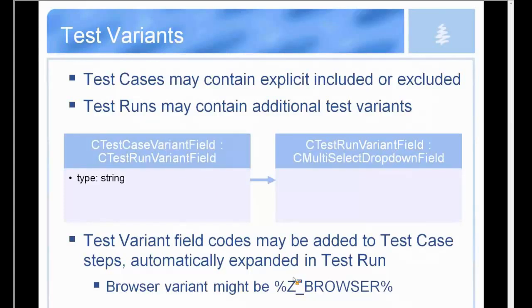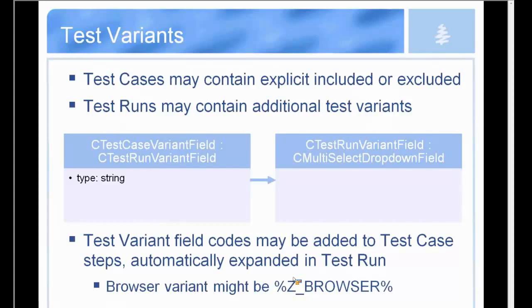Variants are represented in SOAP with the C test case variant field and the C test run variant field. Both of these types are derived from the multi-select drop-down field, so really they're just fancy custom fields. The test run field doesn't have any additional members to add, except for those included in multi-select drop-down, but the test case adds an additional type field for whether this variant field was included or excluded.